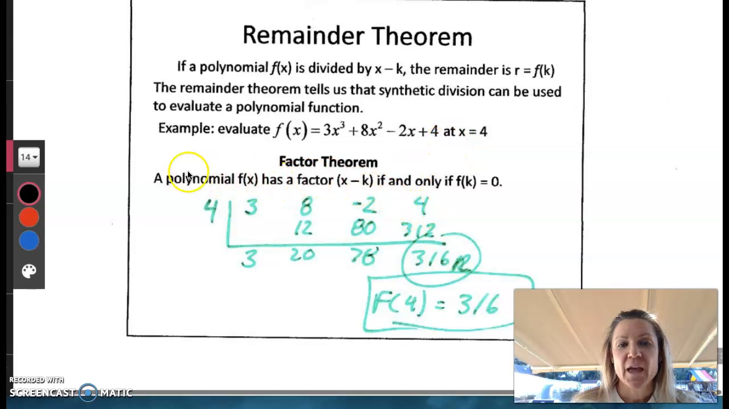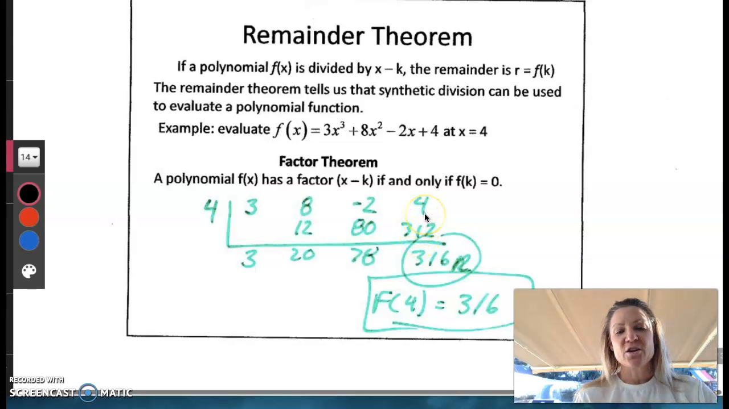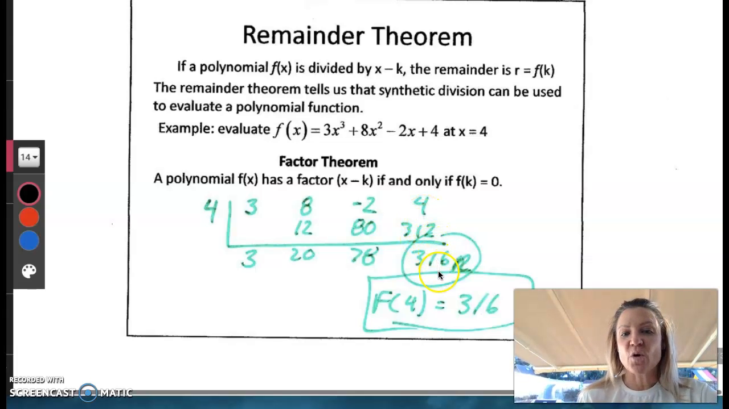All right, then we're just going to bring down the 3, then multiply. 4 times 3 is 12, then add: 8 plus 12 is 20, then multiply. 4 times 20 is 80, then add: -2 plus 80 is 78, then multiply. 4 times 78 is 312, and then add: 4 plus 312 is 316. So then you just write your answer like this. The function at 4 is equal to 316.